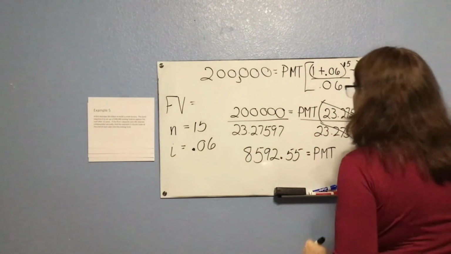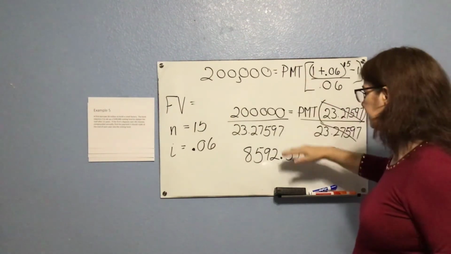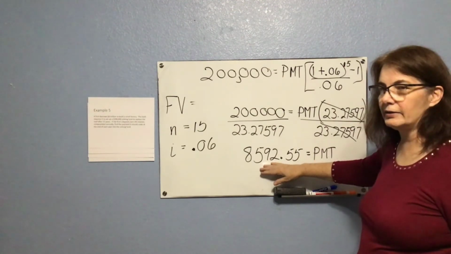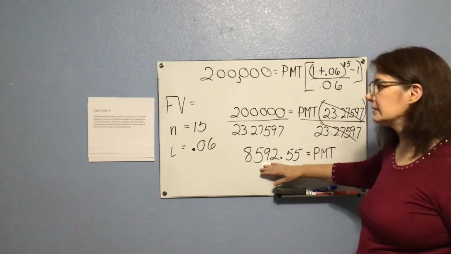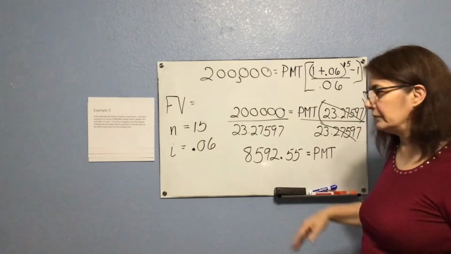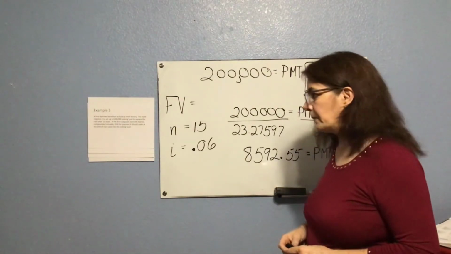So even though a new roof is going to cost $200,000, if they can just deposit a little under $8,600 every year for 15 years, they'll have the $200,000 when they need to replace the roof. So pause the video now and work on checkpoint 4.